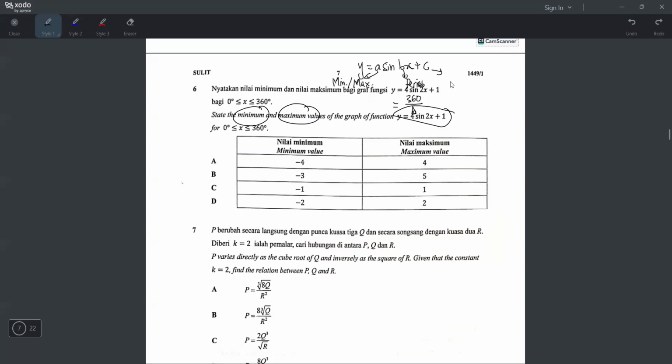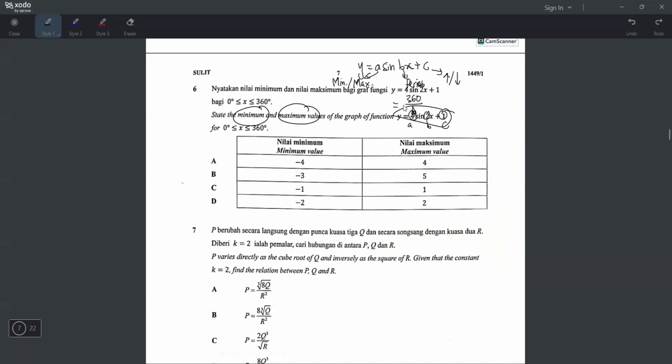And c: when you change the c, you change the position of the graph. It will either move up or move down. If the c is positive, it moves up; if the c is negative, it moves down, right? So now they want the minimum and maximum value. All right, if you look at this equation, the a is 4, the b is 2 and the c is 1, right?